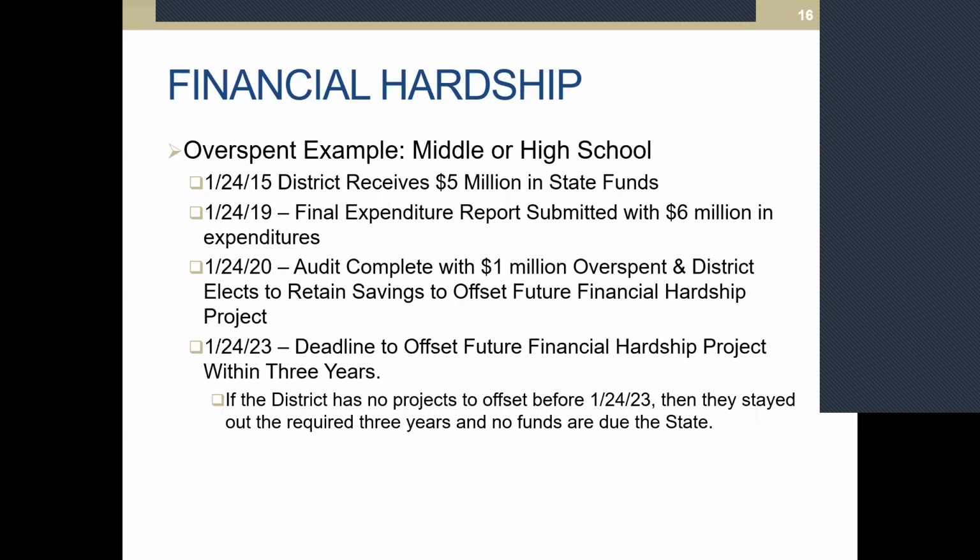The deadline would be the 3 years later on January 24th of 2023 to offset that project. If the district has no projects to offset before that time, then they stayed out of the required 3 years, and then no funds are due to the state. And it's 3 years from when that project was closed. For the hardship savings on the previous one, it's 3 years from the most recent hardship apportionment.